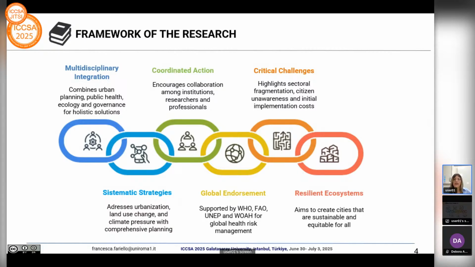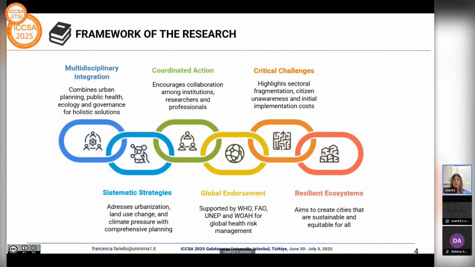The Urban One Health model addresses the interdependence of these dimensions by promoting a multidisciplinary integration of urban planning, public health, ecology, and governance. It provides systematic strategies capable of responding to urbanization trends and environmental pressure through comprehensive and holistic planning solutions. The One Health framework encourages collaboration across institutions, disciplines, and sectors, including researchers, local authorities, public agencies, and private stakeholders. Such cooperation is crucial to addressing complex issues such as the spread of zoonotic diseases, environmental degradation, and urban health inequalities.